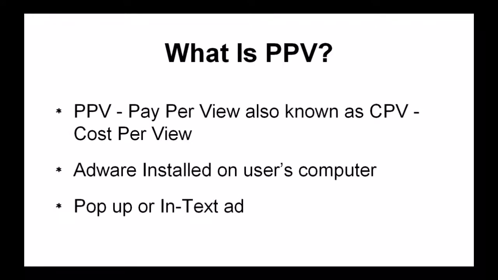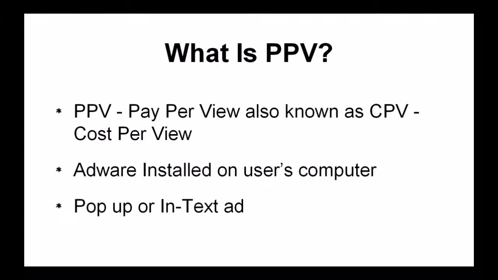First, what is PPV and what does it stand for? PPV stands for pay per view, and that means you pay per view, not per click. PPV is also known as CPV, which stands for cost per view. Basically, PPV works like this. The user installs a program that allows the PPV network to serve ads on their computer, and that's called adware. For example, let's say the user downloaded a screensaver, game, or smileys, so they agree to the terms and conditions where they say that they will serve pop-up or in-text ads.